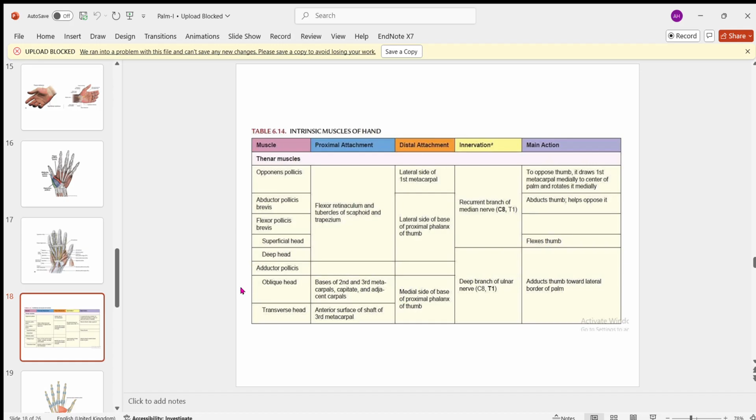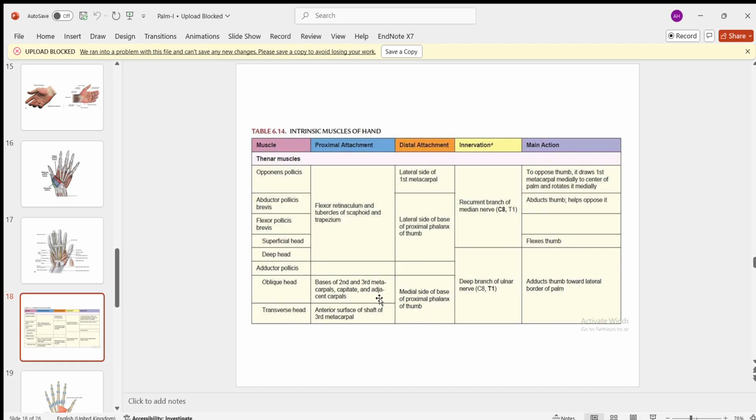The adductor pollicis has two heads: one is the oblique head and one is the transverse head. The oblique head is attached to the bases of the second and third metacarpals, capitate and adjacent carpals, and the transverse head is attached to the anterior surface of the shaft of the third metacarpal. Commonly they are inserted into the medial side of the base of the proximal phalanx of the thumb.